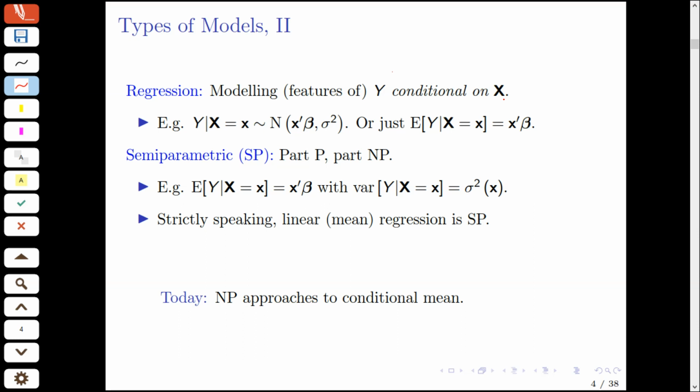Whenever our interest lies in this conditional distribution, or perhaps just features of this conditional distribution, we're talking about a regression setting. Again, a typical regression model that you may have encountered in an earlier econometrics course states that y is conditional on x normally distributed with a mean which is, say, linear in x and some constant variance sigma squared.